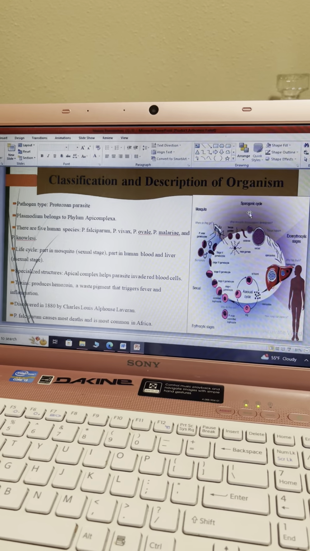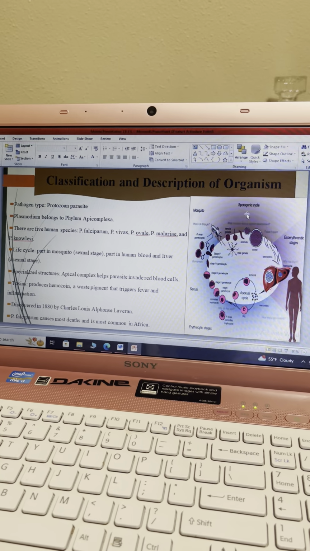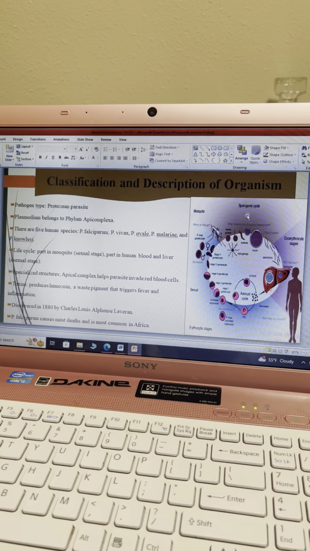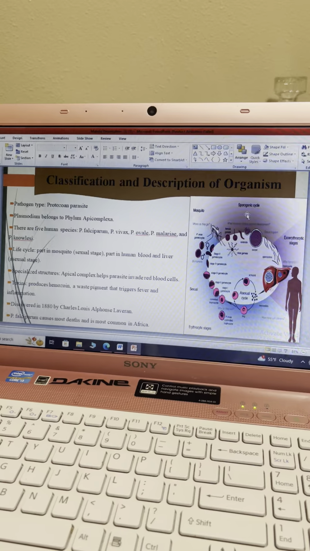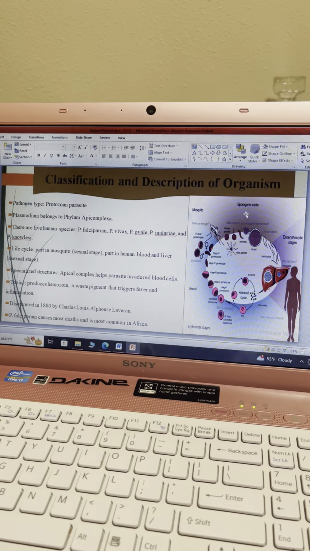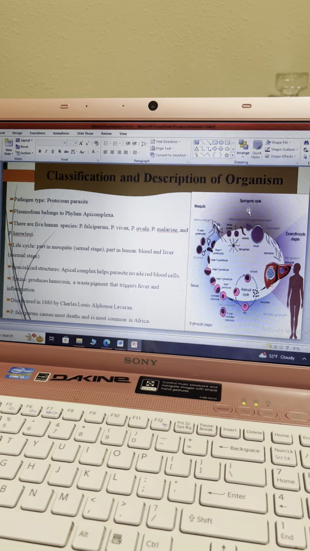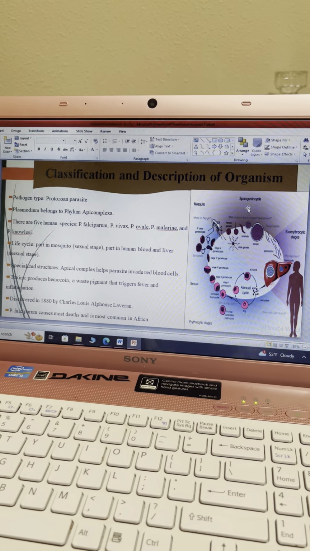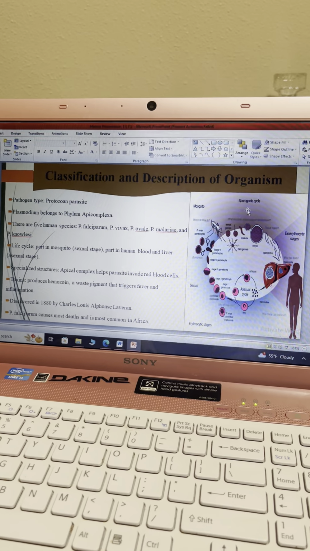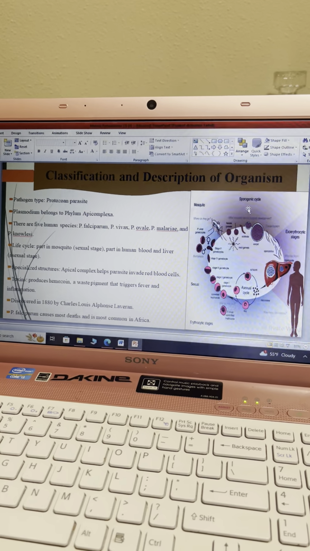Specialized structure. The apical complex helps the parasite invade red blood cells. Toxins. It produces hemozoin, a waste pigment that triggers fever and inflammation. The disease was discovered in 1880 by Charles Louis Alphonse Laveran. P. falciparum causes most deaths and is most common in Africa.